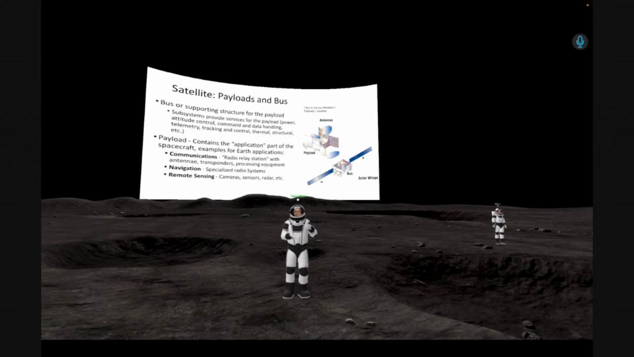So all the systems that are not actually the purpose that you sent this satellite to space are the supporting system or the service module. Okay, so for example, if you see that in the presentation, you can have power, you can have attitude control, command and data handling, telemetry, tracking and control, thermostructural, even the structure of the satellite is a support system for the payload. Okay, and then we talk about the second part, which is the payload itself.